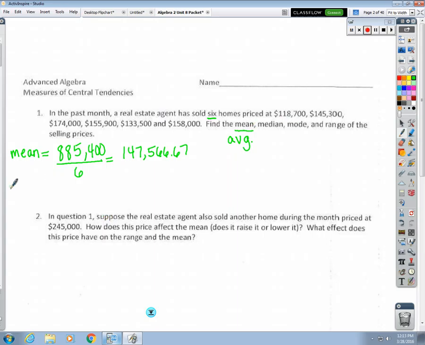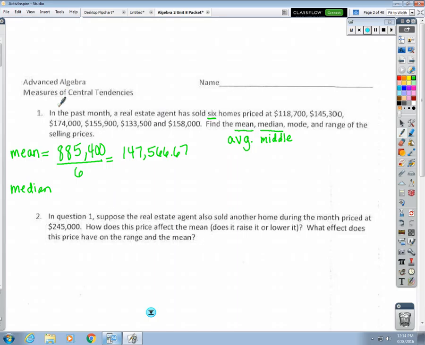Now let's talk about median. What's another word for median? Middle. Okay? So another word for median is middle. Now, when you have 6 numbers, is there a number in the middle? There's 2 middle numbers. Right. When you have 2 middle numbers, you add those 2 middle numbers and divide by 2, which is averaging them. What is the rule before you can find the median? You have to list them from least to greatest.